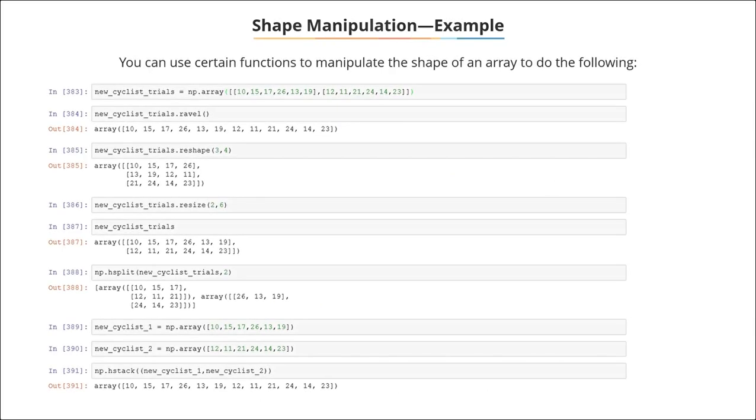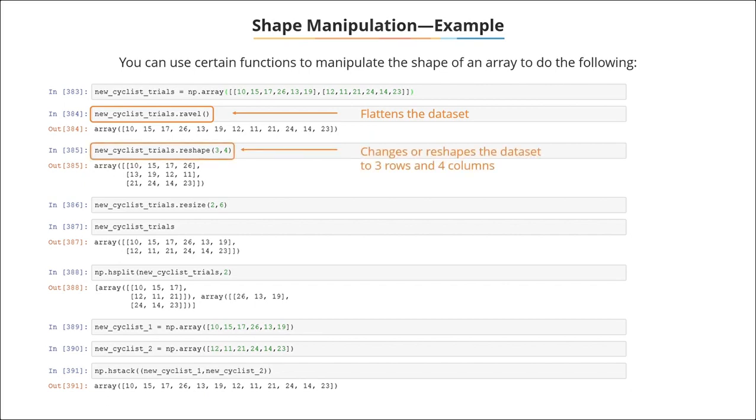Let's look at each of these shape manipulation functions using the example given below. The ravel or flatten function flattens the dataset into a single row. Reshape is a function which reshapes the dataset. Here, the dataset is reshaped from 2 rows and 6 columns to 3 rows and 4 columns. The resize function resizes the dataset back to its original dimensions, which is 2x6.